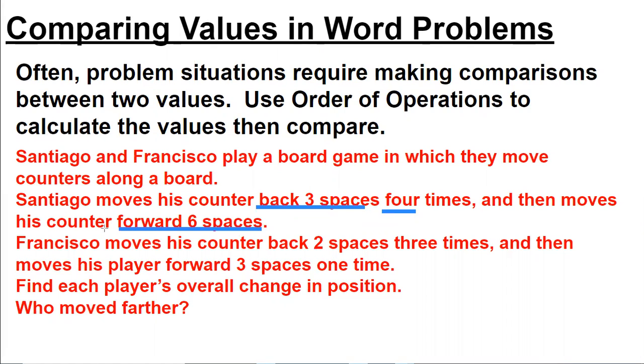Francisco moves his counter back 2 spaces 3 times and then moves his player forward 3 spaces 1 time. Find each player's overall change in position. Who moved farther? Okay, so we're looking at some information there.